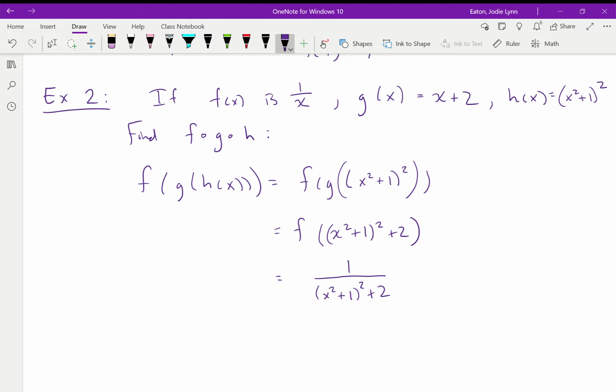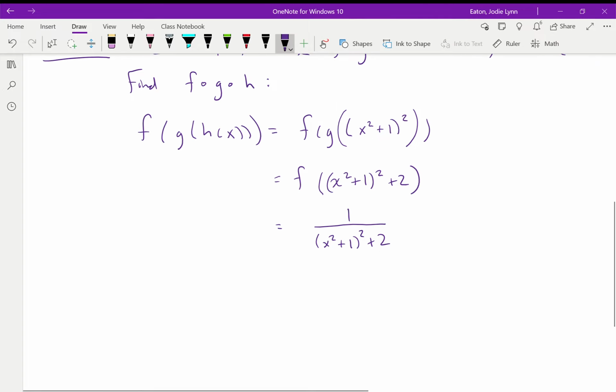So the domain of f composed with g composed with h is all real numbers, even though the domain of f of x is not all real numbers. The domain of a composition of functions sometimes is different than the domain of some of the individual functions within that composition. So notice that when we have a composition of functions, the domain of g of h of x is the range of g of x is the range of h of x.